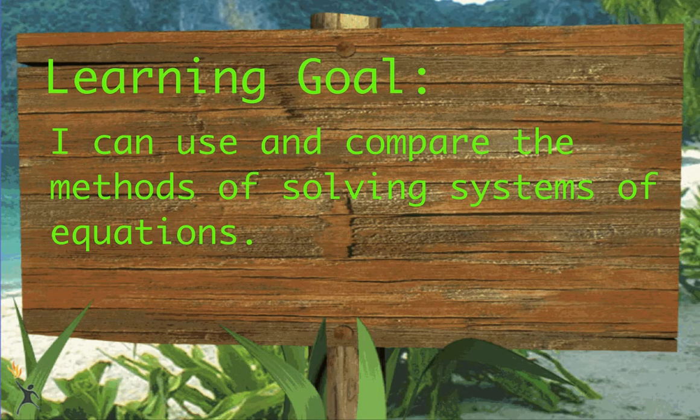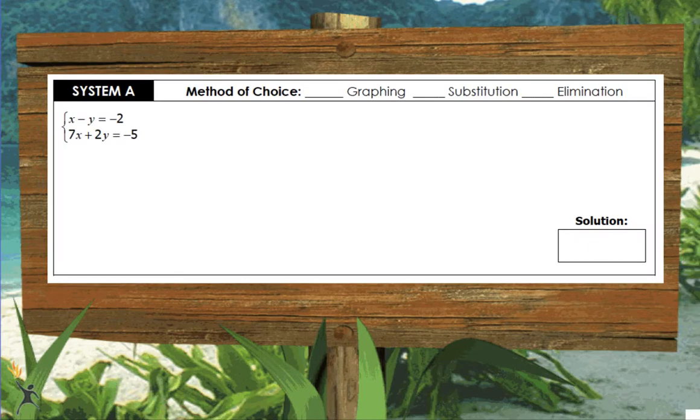Our goal is really to take a look at: can I use and compare the different methods, and can I compare when to use them? So we're going to take some notes on that and look through that. First thing I want to look at is these couple of equations. So we have three systems in your notes, system A, B, and C.